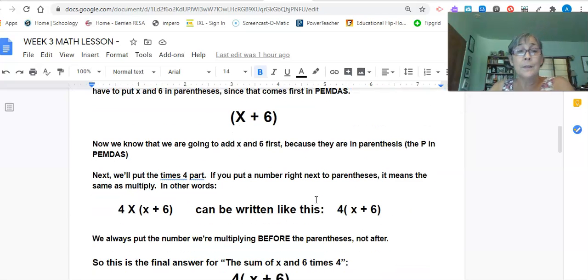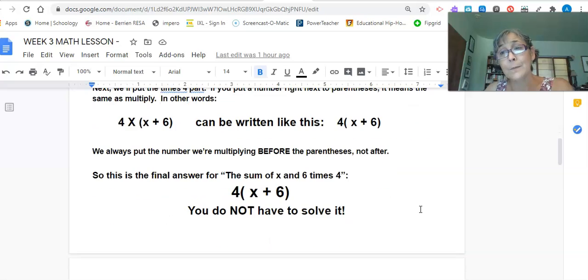Next, we'll put in the times 4 part. If you put a number right next to parentheses, it means the same as multiply, believe it or not. So in other words, you could write 4 times x plus 6, but then you have 2 x's and it gets confusing. So the algebra way to do that is to just put the 4 right next to the parentheses. And there's an invisible times sign in there that you can't see.